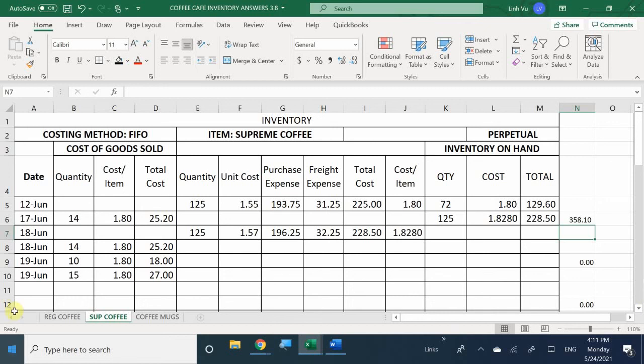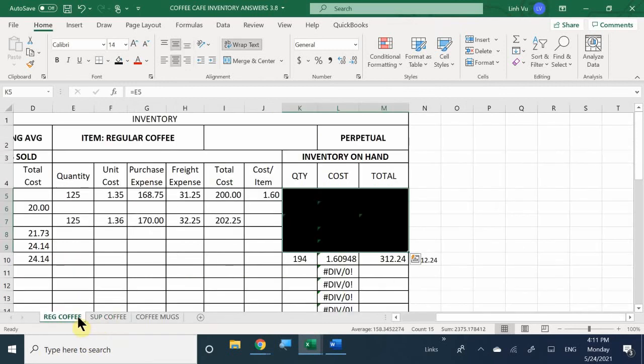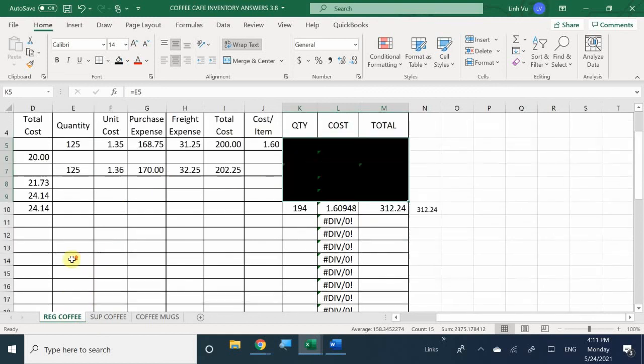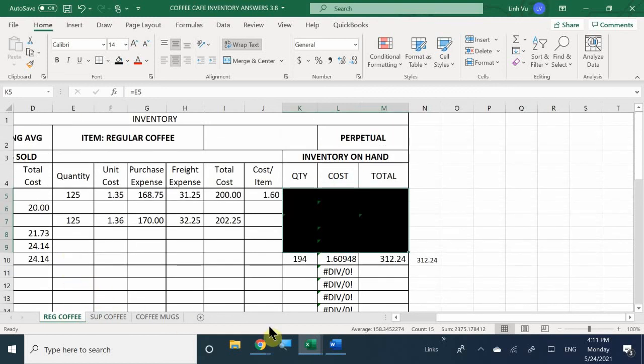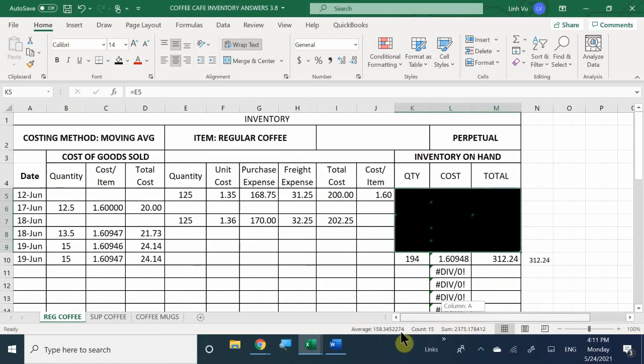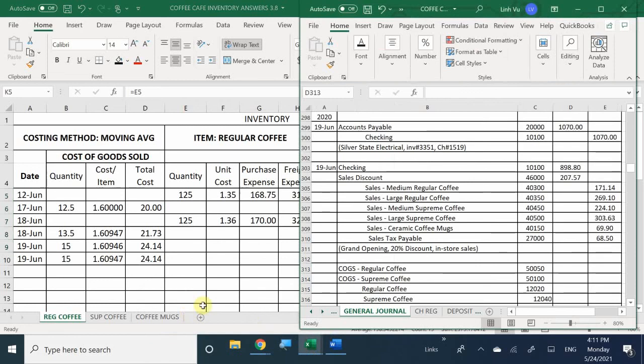We sold 15 pounds of regular and 15 pounds of Supreme. So 15 pounds cost me $24.14 for regular, while my Supreme cost me $27. Now we can update the ledger as soon as we update our journal.